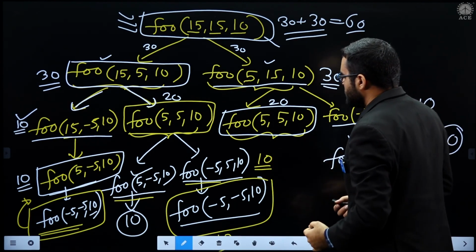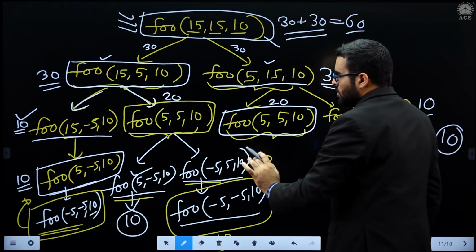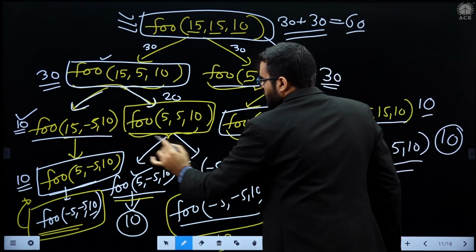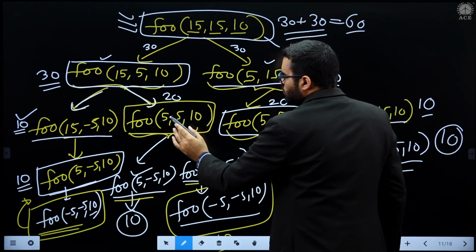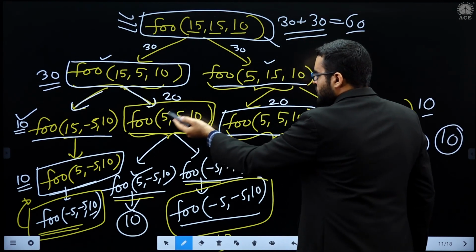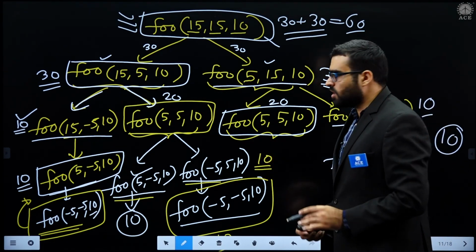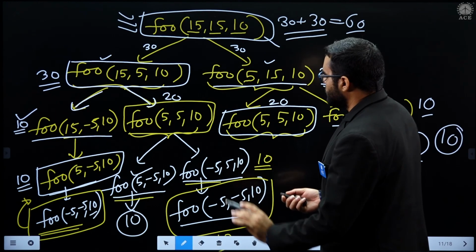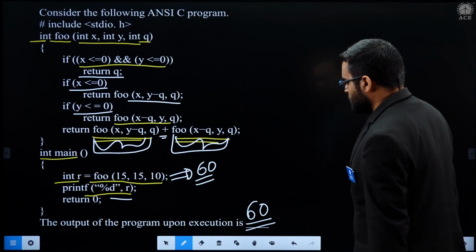That is the reason I am not computing this function call again and again. I will compute this function call once, and whatever value it returns, I will use it here. So I can save some time like this. So this is the question, and very simply you can do it using this tree structure, and the answer will be 60.